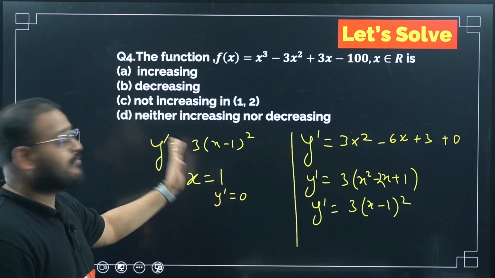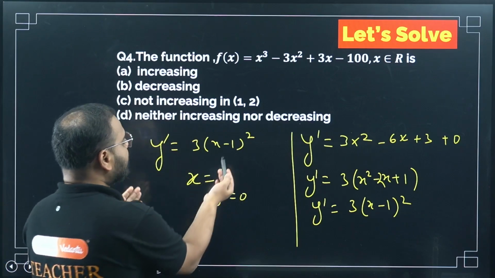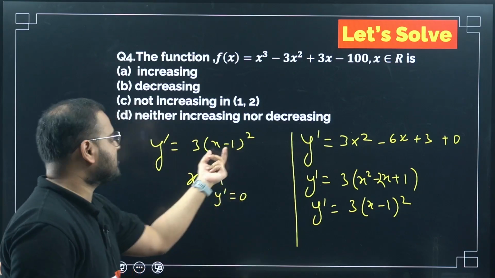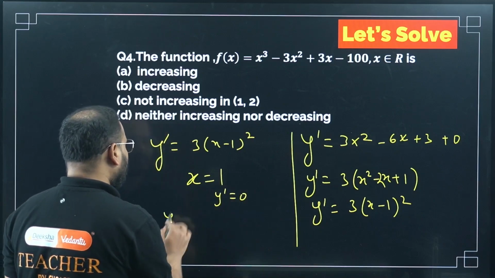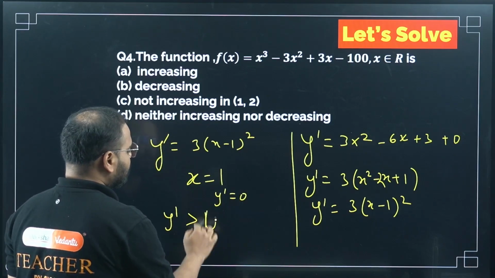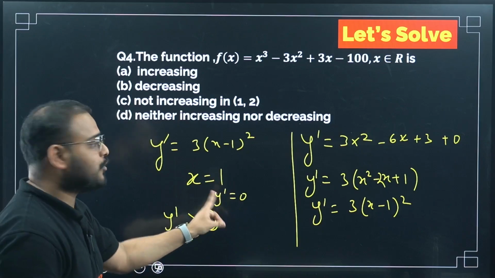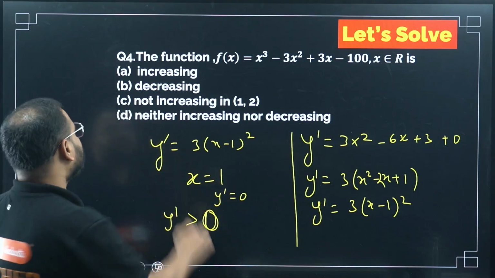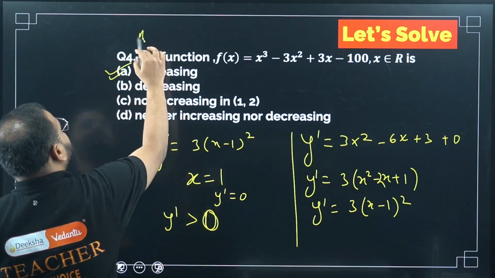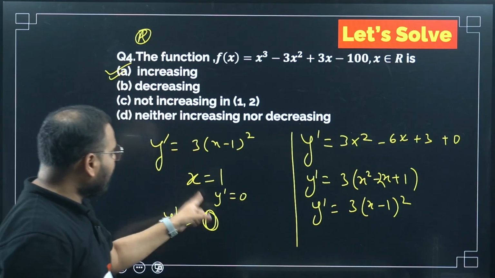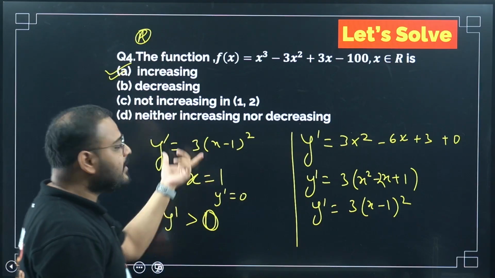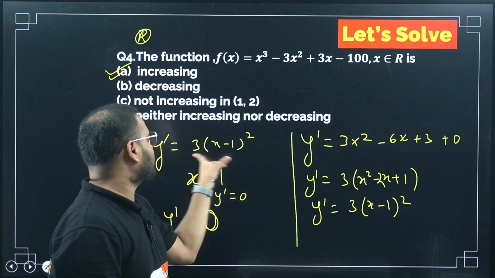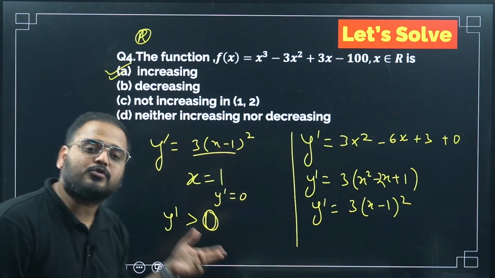Before and after, what is it? Before, if you take, this will be a positive number because the square is there, so positive. After also you take, this is a positive number, so again positive. So y dash is always positive, except for x equals 1. It means it is simply an increasing function. Except for x equals 1, the function is always increasing. 3 is a positive number, and (x minus 1) squared is also positive.